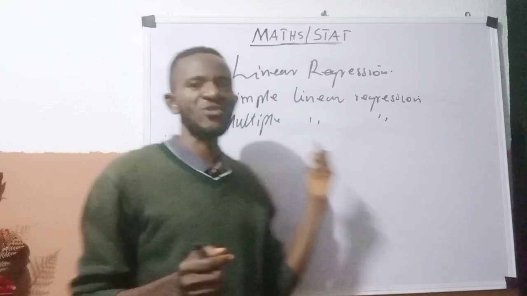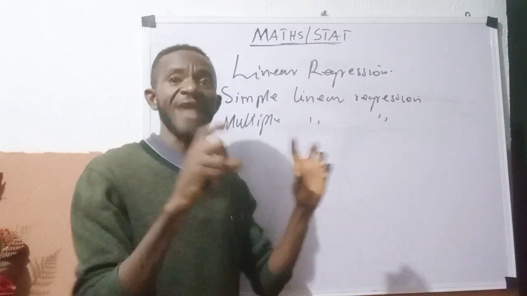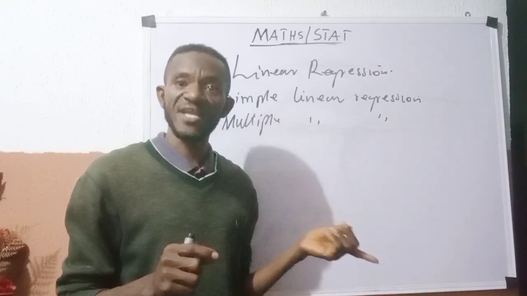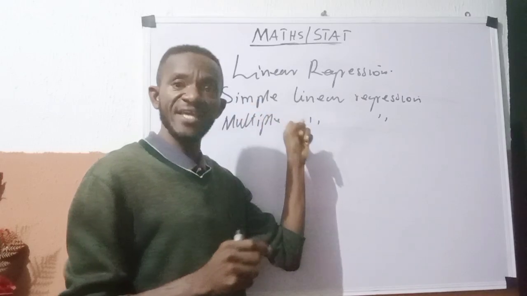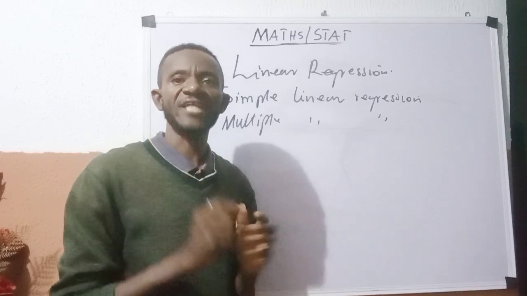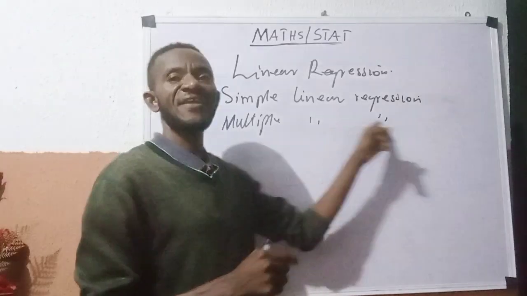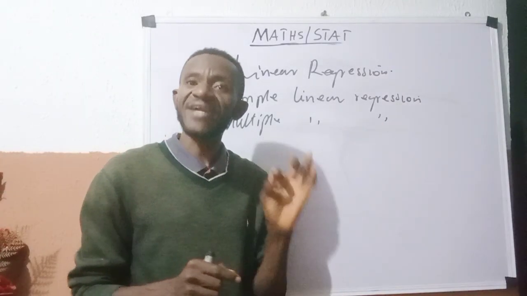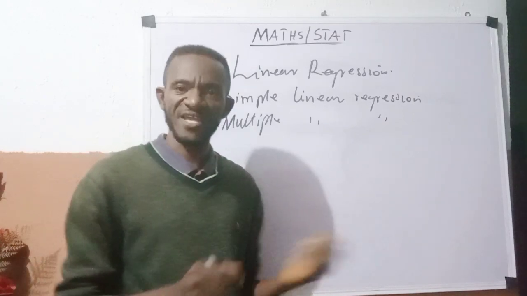Do remember that when we talked about simple regression before, we said it's a kind of regression where there is only one explanatory variable. So where we are now saying simple linear is a kind of linear regression where we have only one explanatory variable. But the multiple linear regression is a kind of linear regression where we have more than one explanatory variable.